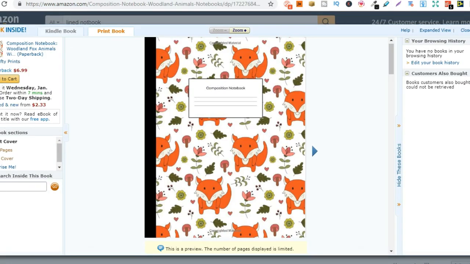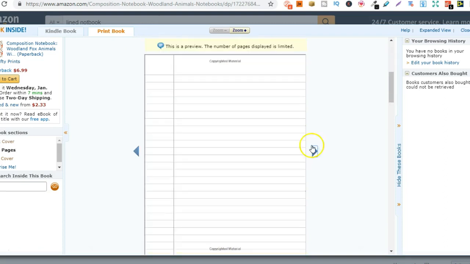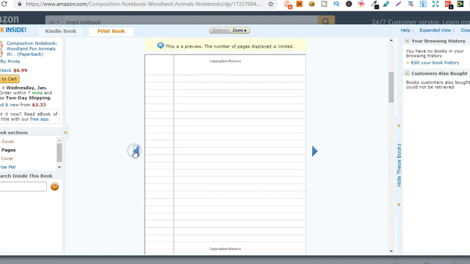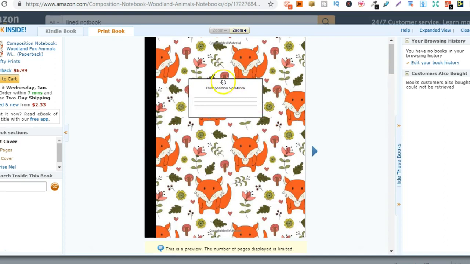So I pulled this up. This is a composition notebook. As you can see, this person has designed this. Then all the inside is lined paper. So really, really easy to do. Because once you create this template, this interior, you can use it over and over again and create a different design for the cover. So this is a low content book.